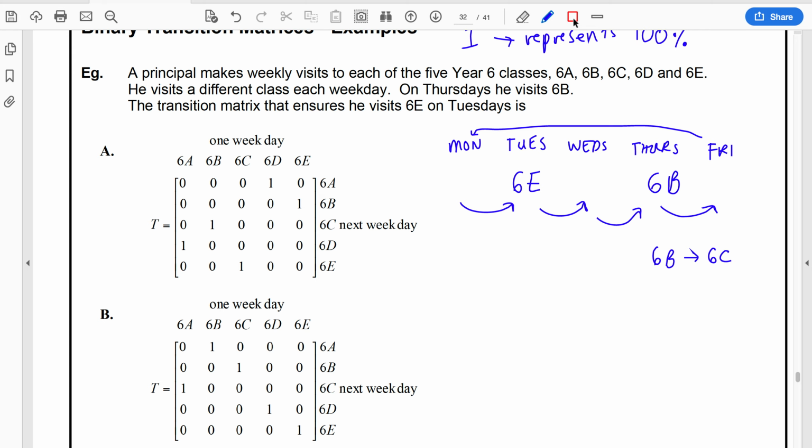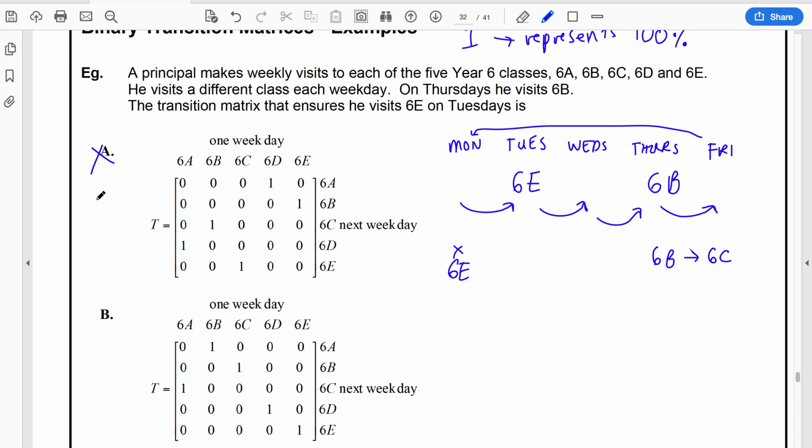The next thing we'll do is look at the column. Now we imagine that it's Friday. So today is Friday and he's at 6C right now. But where's he going to be tomorrow? We look down to where the 1 is. Have a look at what column that's in. That's 6E. So on Monday, he's going to visit 6E. Now, as we can see, this is not what we want. We wanted him to go to 6E on a Tuesday. So this here couldn't be the answer.